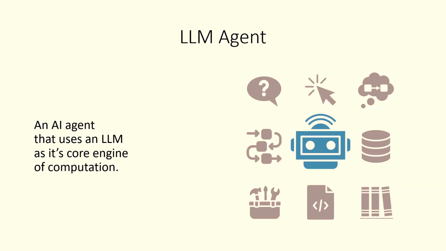So an LLM agent is an AI agent that uses a large language model as its core engine of computation. It's a software system that interacts with the world around it, but solely through text. And there are a lot of different types of these LLM agents all kind of emerging right now, which is causing quite a bit of confusion in the industry, and especially with my conversations with clients.